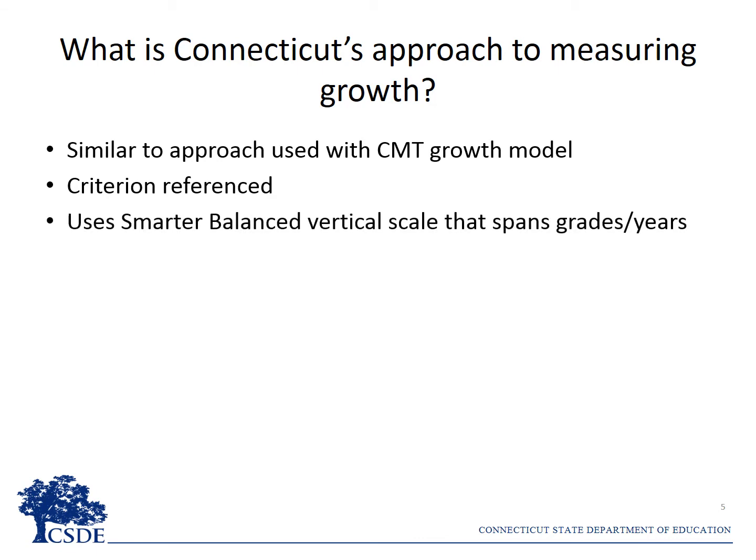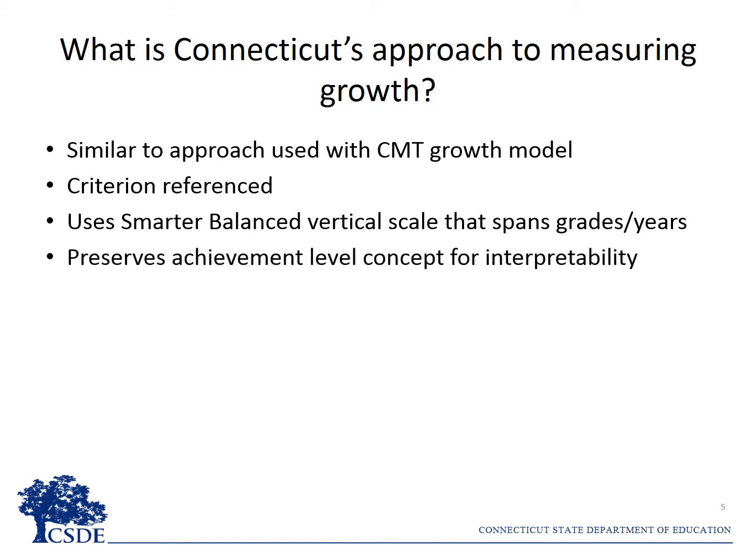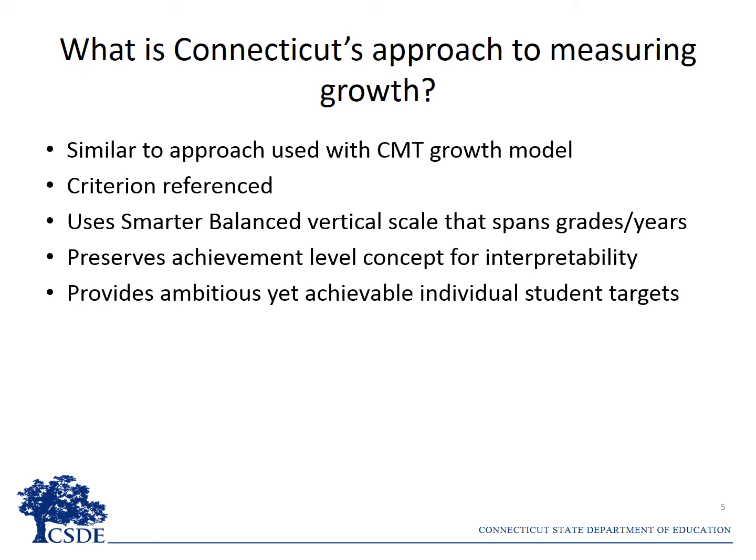The criterion is based on the Smarter Balanced Vertical Scale for ELA and Mathematics, a scale that spans the grades from 3 through 8. The ELA and Math scales range from around 2,100 to 2,800. The growth model preserves the concept of the Smarter Balanced achievement levels to support interpretation. It provides targets and an approach to evaluating growth against those targets that are both ambitious yet achievable for each and every student.